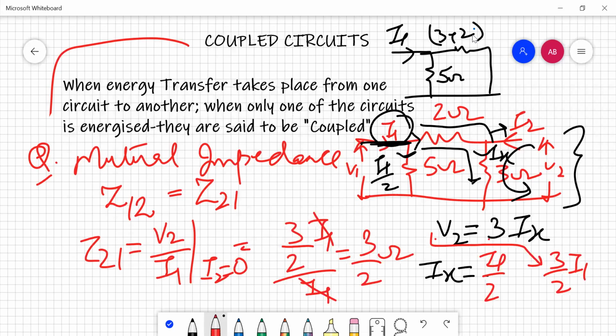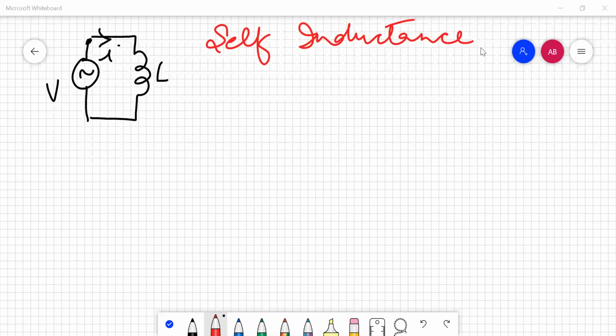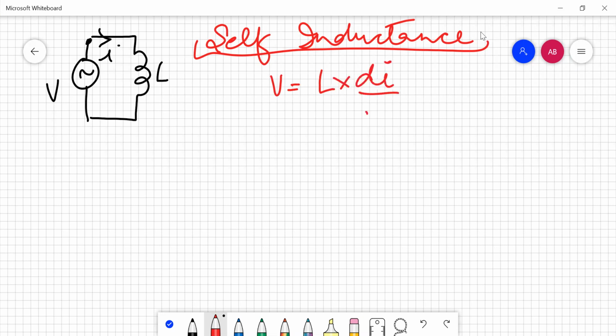So now we come on to your mutual inductance and the magnetically coupled circuits. So now we come on to the definition of our self-inductance. We all know that the voltage across the inductor is equal to self-inductance multiplied by the rate of change of current through that inductor. So when we talk about an inductor, it always comes to our mind that it has a pair of terminals and it is a coil.